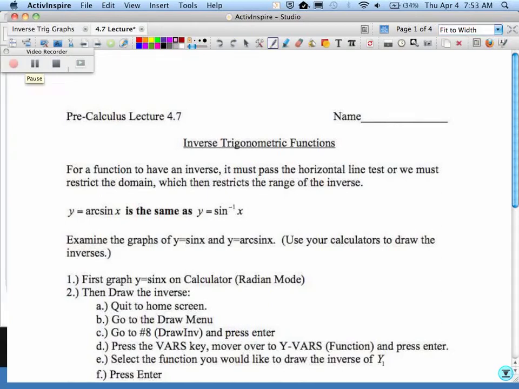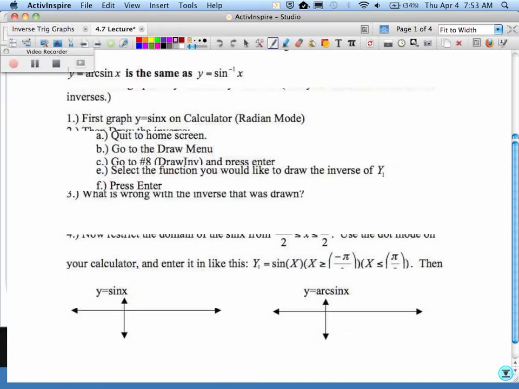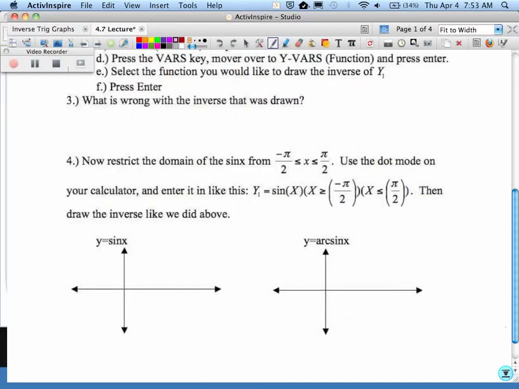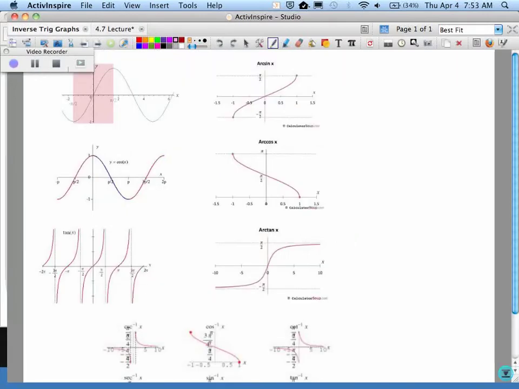So today we're talking about the inverse trig functions. There's a lot of math mumbo jumbo here to start it out. And the idea is, when you graph the sine of x and the arc sine, that's what we're going to concentrate on. So I'm going to go to the picture. I know it's not the biggest, but maybe we can.